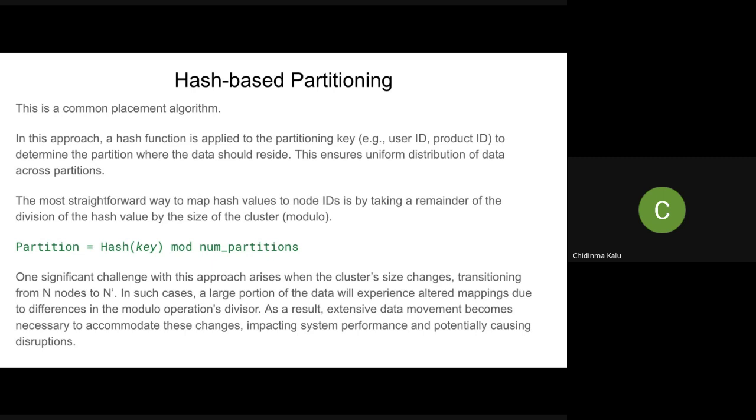One significant challenge with this approach arises when the cluster size changes, right? And it goes from n to say n+1 or n+5 or whatever. This means that a huge portion of the data will experience altered mappings. I don't think we have enough time for me to talk about the pros and cons of hash-based partitioning, but let's move over to consistent hashing.